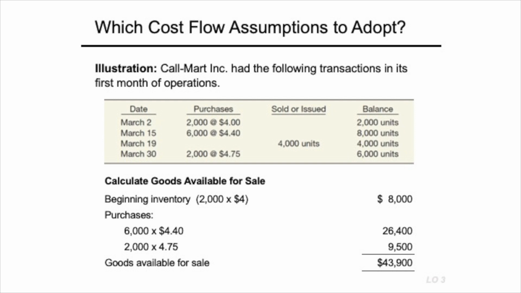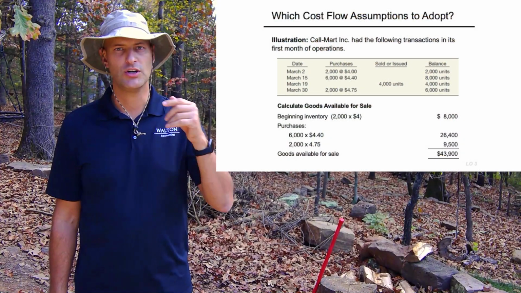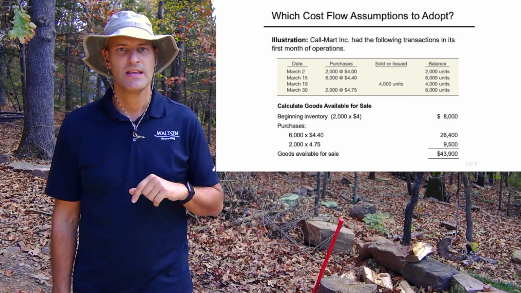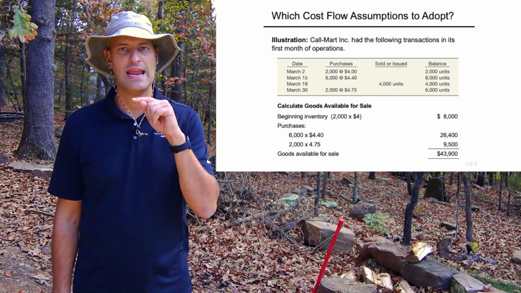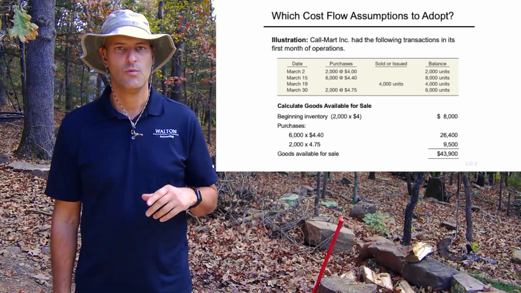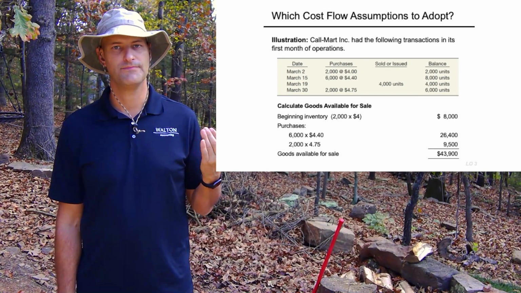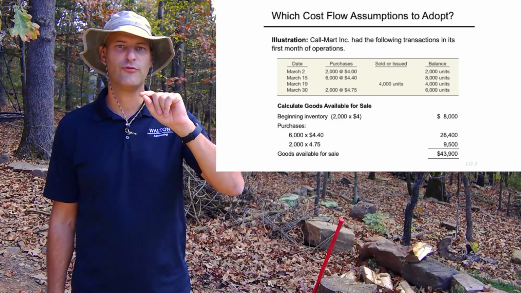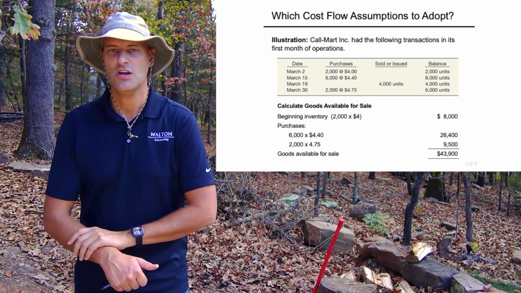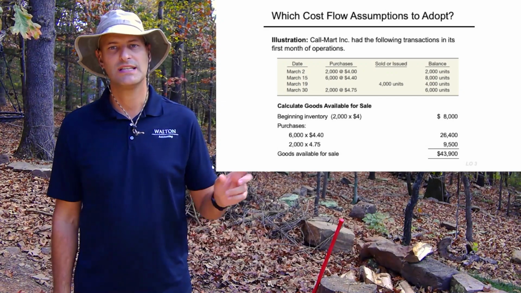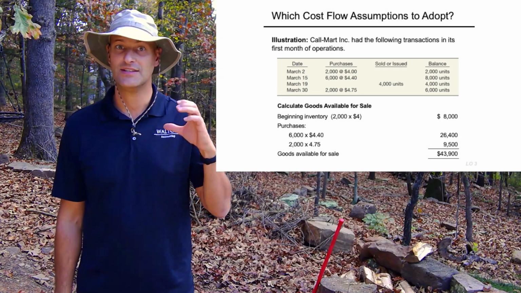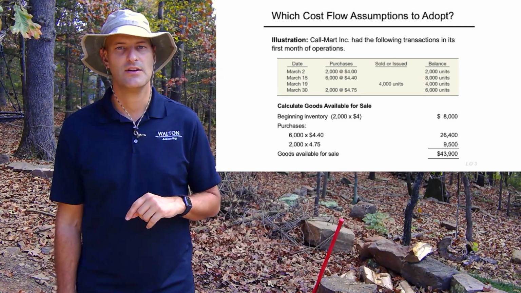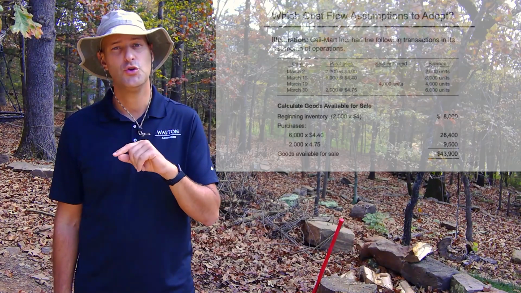Our beginning inventory at the beginning of March is 2,000 units at $4 a unit, so that is $8,000. That's our beginning inventory. We had purchases over the course of the period: 6,000 items at $4.40 and 2,000 items at $4.75. Those are our purchases for the month, which gives us goods available for sale. Again, this is our periodic formula here. Our goods available for sale were $43,900. That's what we had available to sell this month.